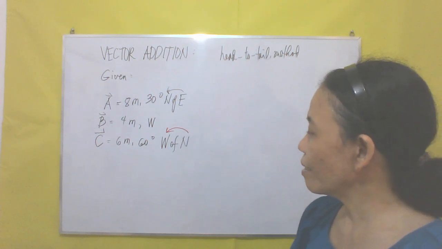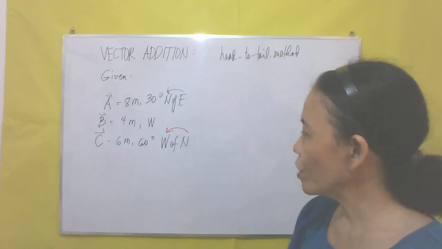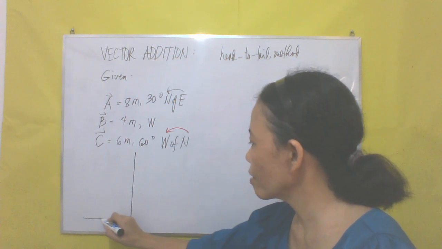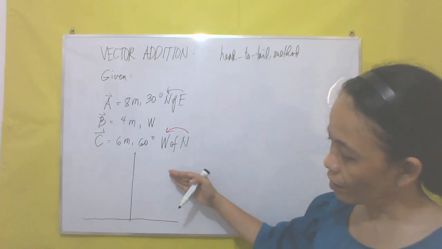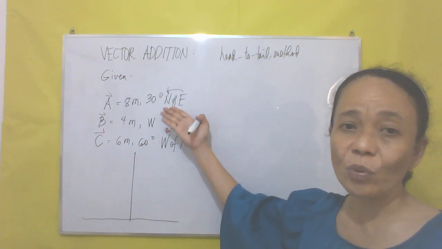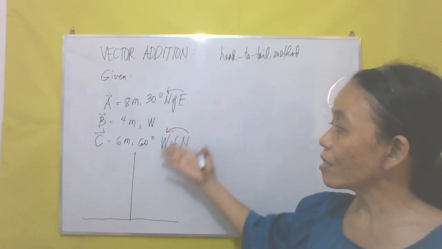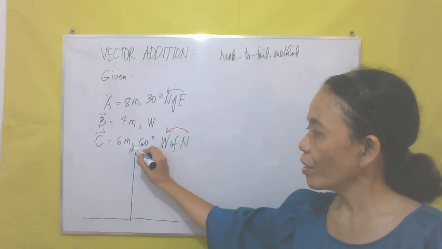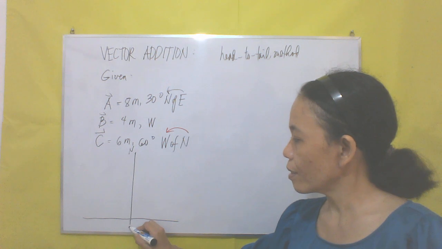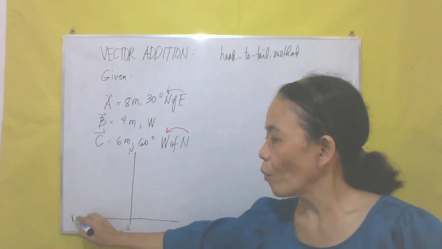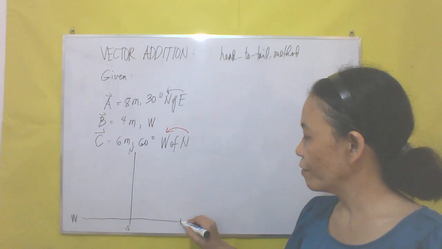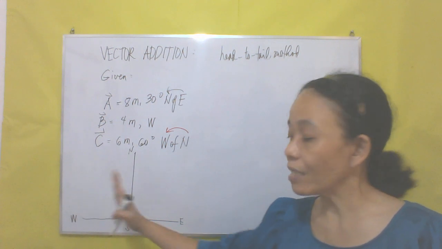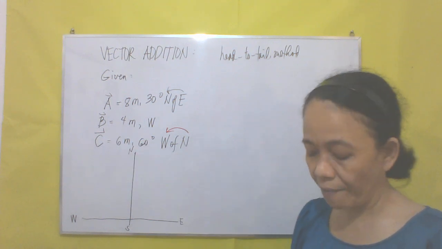Okay, so this time, draw first a vector diagram. We may just use the first and the second quadrant since we're dealing only with north of east and west of north. So somewhere here. Okay, so this is north, south, we have the west, and we have the east. The positive x-axis, the negative x-axis, the negative y, then the positive y.